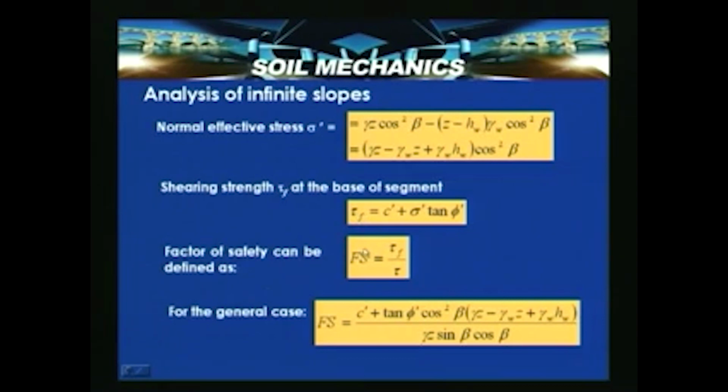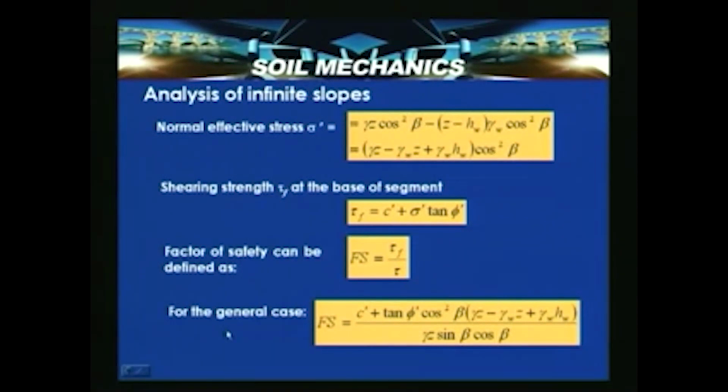Now, the factor of safety, as you know from our discussion of shear strength, is defined as the available shear strength of the material divided by the shear stress. That is, factor of safety is equal to tau f by tau, where tau f is the available shear strength and tau is the shear stress.